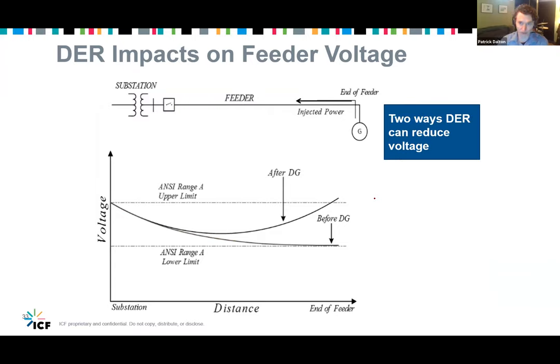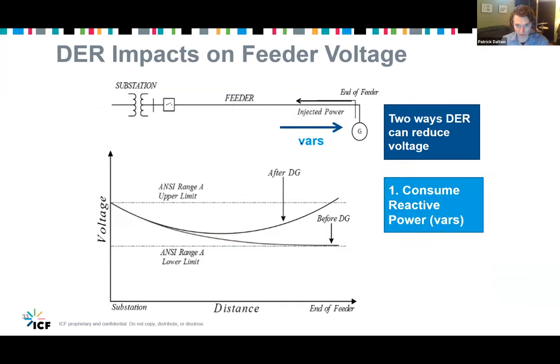reduce the voltage. The first one is to consume reactive power. So maybe we have a capacitor bank here near the substation, and VARs from that capacitor bank are flowing into the generator, and that reactive power flow across the impedance has the effect of lowering the voltage. That's the preferred approach and what's typically looked at during interconnection studies.